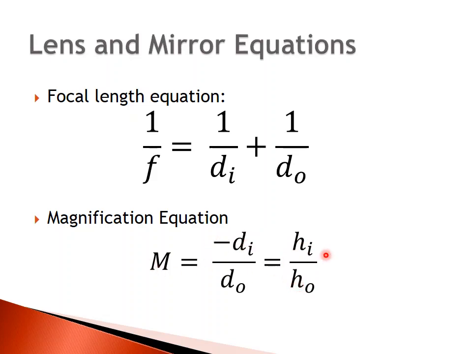This equation can also be used without magnification at all, and you can just relate these four things: the image distance, object distance, image height, and object height. We'll go over how to solve these in more detail in class.